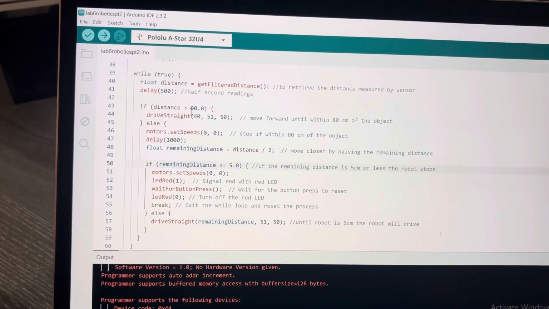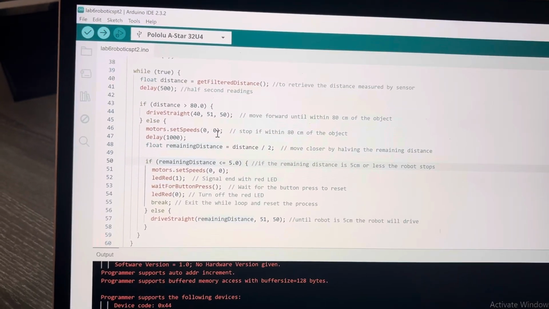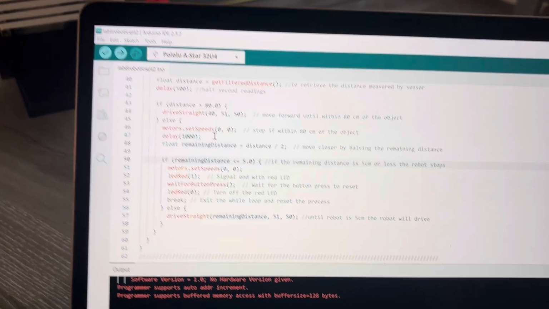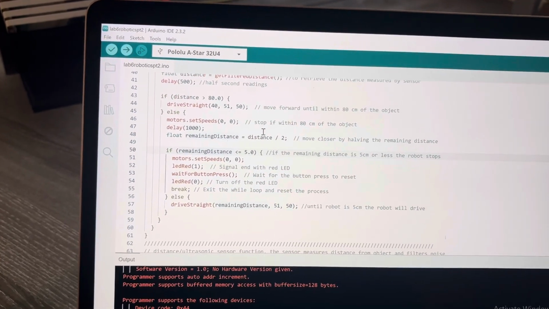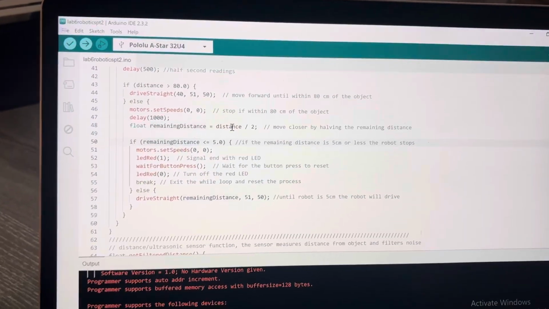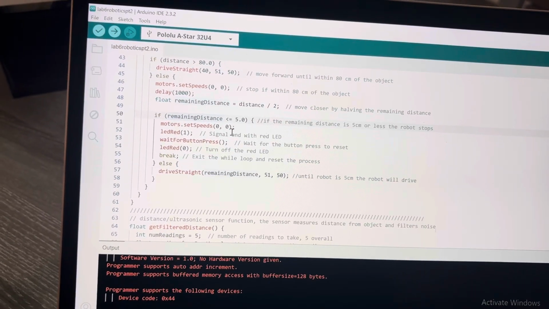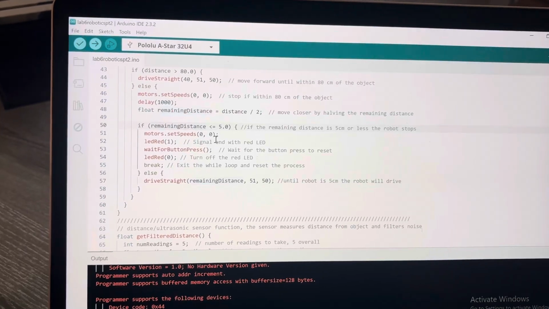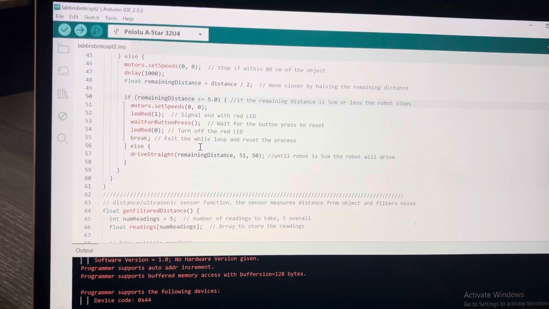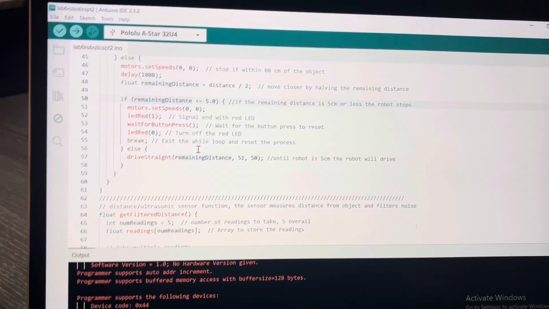So I have, if distance is greater than 80, the robot will drive straight at these speeds for 250 motors, and then when it's within 80 centimeters of the object, it will stop. Then there's a delay, and then it will take the remaining distance, divide that by 2, and then move closer, so on and so forth. And then if remaining distance is less than or equal to 5, the robot stops, and then a red LED turns on forever until the next button press. Until the robot reaches 5, it will just keep driving straight.